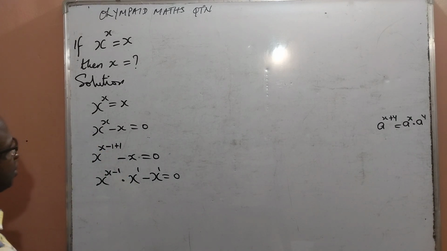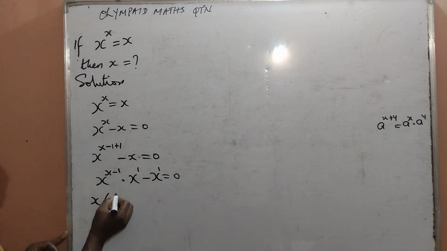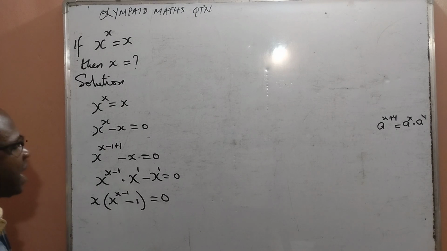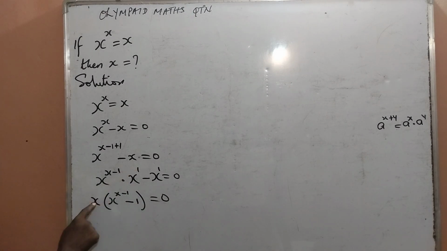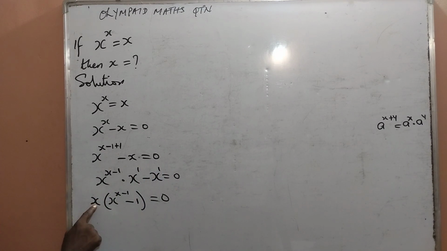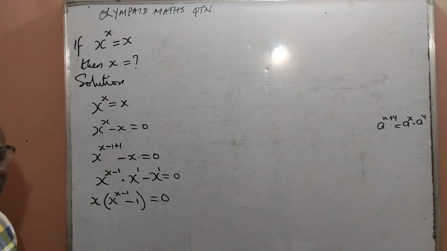Very good. At this point, I can factor what is common, and that is x raised to power 1. So I now have x outside the bracket. Into the bracket I have x raised to power x minus 1, then minus 1. The whole of this is equal to 0. When this x raised to power 1 is factored out, what I have left is x raised to power x minus 1, and when this is factored out, what I have left is minus 1.